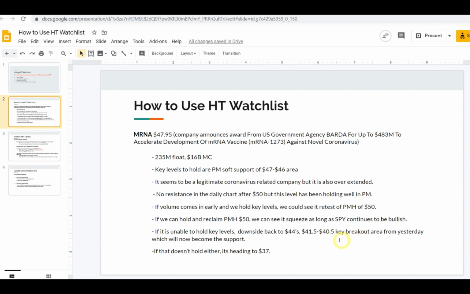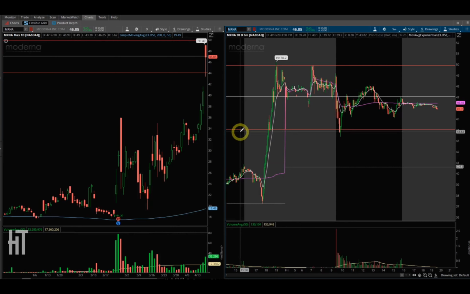We'll go over what that looks like on the chart first, right? And if we break above the pre-market high, we'll continue seeing more upside on the daily. But if we do not hold the key level, so if we break down the $46, $47 area, we have a lot of downside back to these levels. So let's see what that looks like on the chart, right?